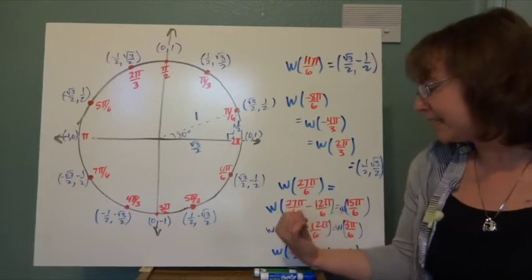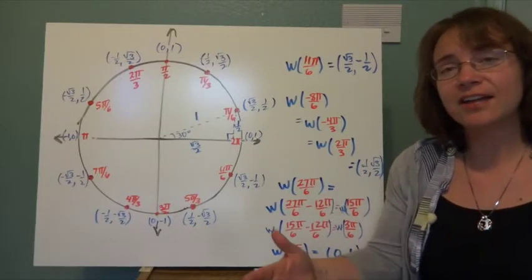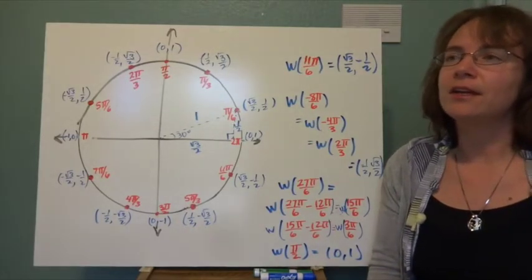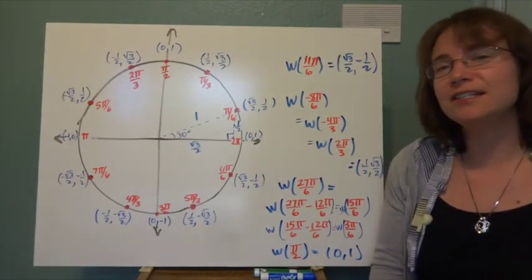If you have a number like this that you don't want to wrap around, you can either add 2 pi or subtract 2 pi, until you get a number that you're familiar with or that is easy for you to calculate.